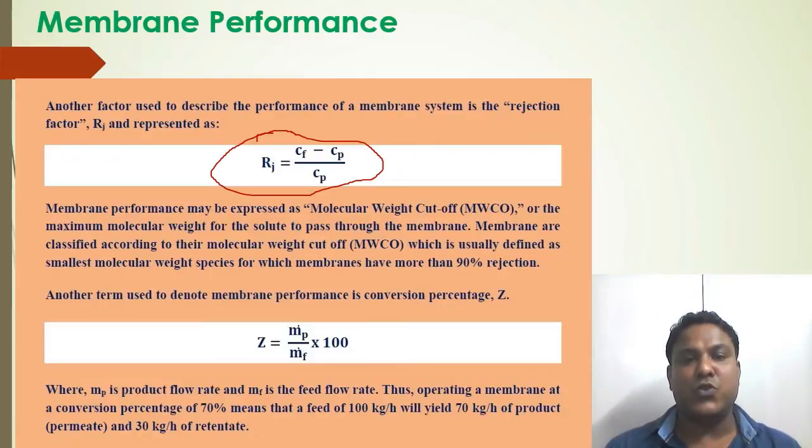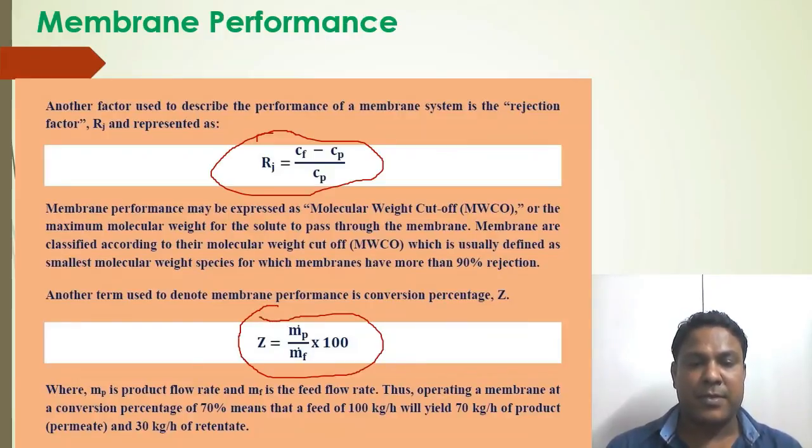Another term used to denote membrane performance is conversion percentage, denoted as Z, where Z is equal to MP upon MF times 100, where MP is the product flow rate and MF is the feed flow rate. Thus, operating a membrane at a conversion percentage of 70% means that a feed of 100 kg per hour will yield 70 kg of permeate and 30 kg of retentate.